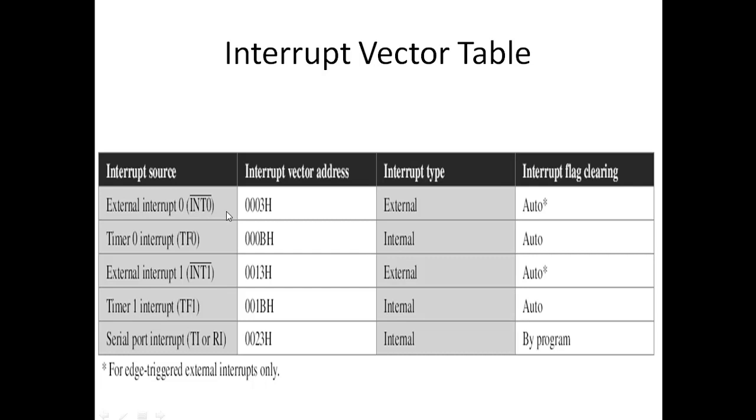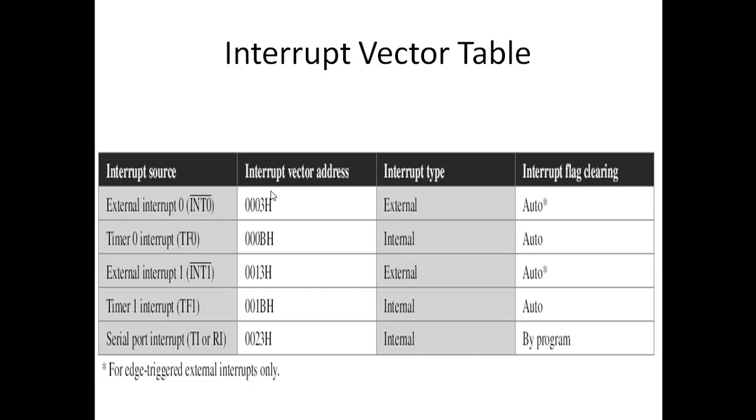Okay, so whenever an interrupt occurs at INT0, the microcontroller will suspend the execution of the current program and go to the interrupt vector address of external interrupt 0. And at this address, what task has to be done by the microcontroller?